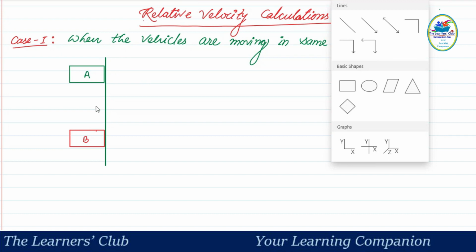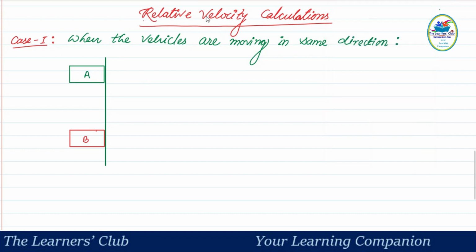This is the reference line, okay? This is reference point, please understand. This is reference point or reference line. They are at the same spot and they are moving in the same direction. This is our condition. If vehicle A is moving with a velocity of 20 meter per second, imagine, and if vehicle B is moving at 15 meter per second. Now, relative velocity means you have to calculate the distance between the two bodies at the end of 1 second.